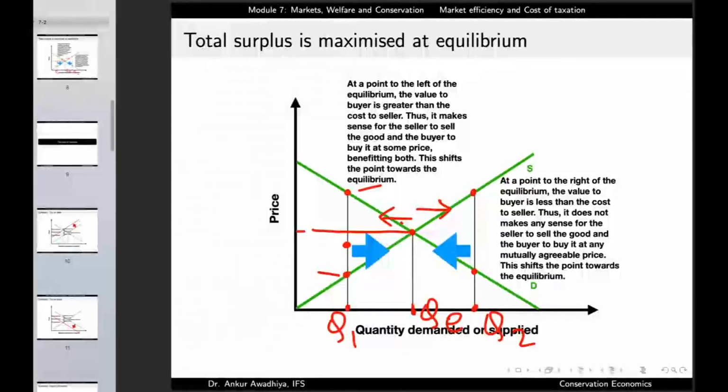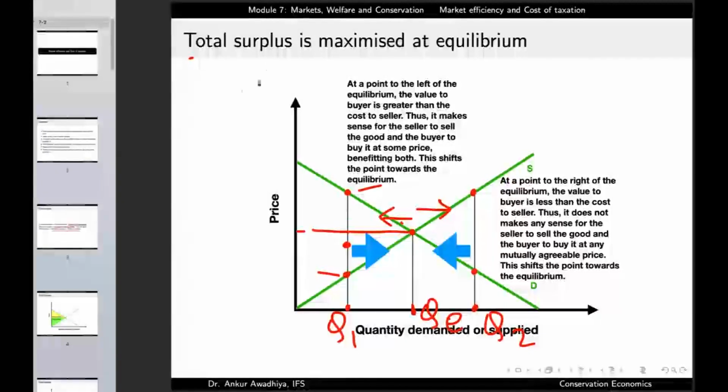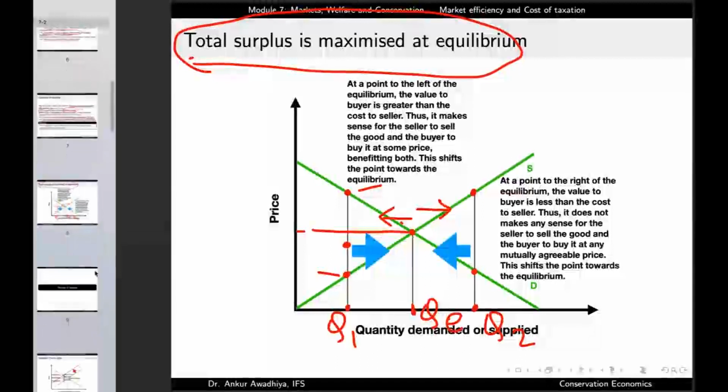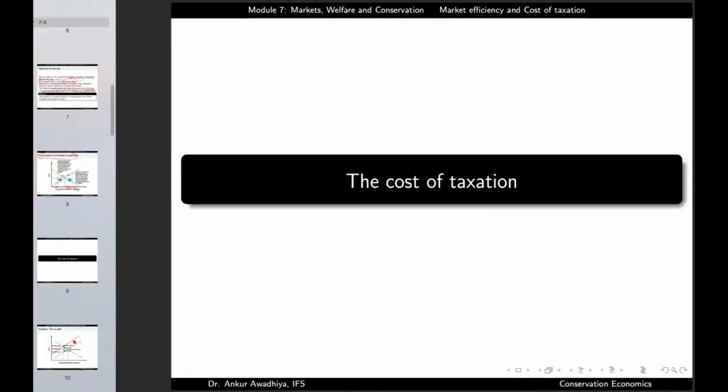Which means that in planning, when we were trying to maximize the total surplus, then we should aim to reach the point of the natural equilibrium that is determined by the point of intersection of the demand and the supply curves. What we are saying is that the total surplus is maximum at the equilibrium, and this is what we should be aiming at during the planning process. So total surplus is maximum at the equilibrium. With this understanding, let us now try to explore the cost of taxation.